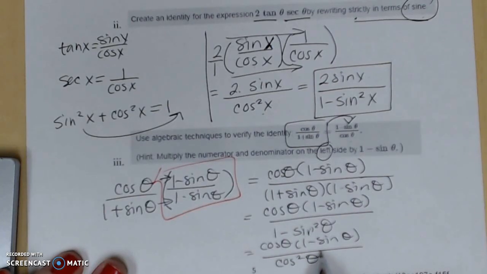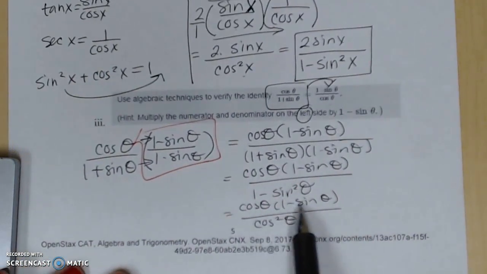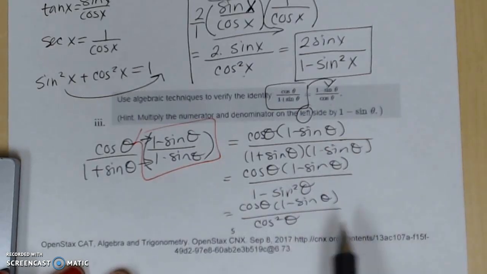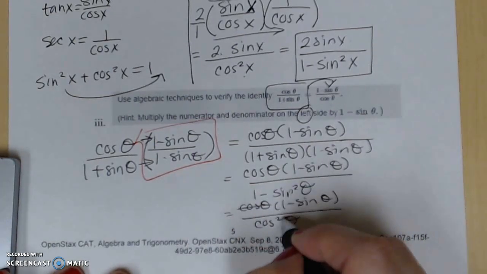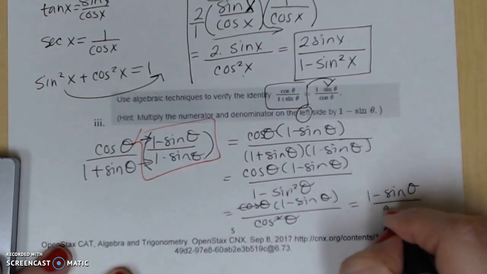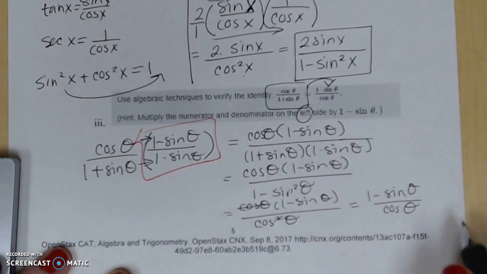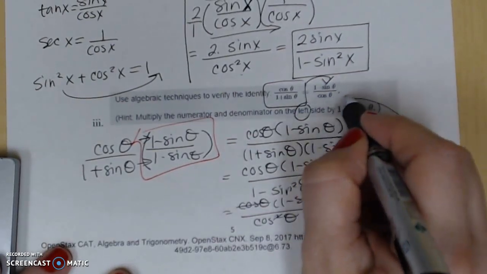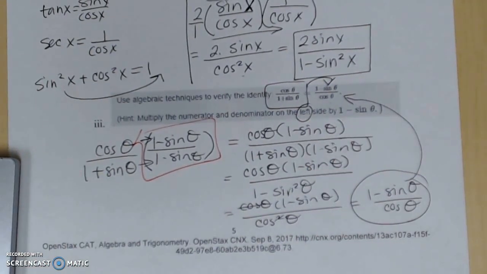Now I didn't want to distribute this out because now that I have multiplication on top and in the denominator, I can simplify right here. And so this would cancel with one of these, leaving me with 1 minus sine theta all over cosine theta. And note, that's exactly where we were wanting to end up. So some neat things are happening in this section. I hope you enjoy this section as much as I do.